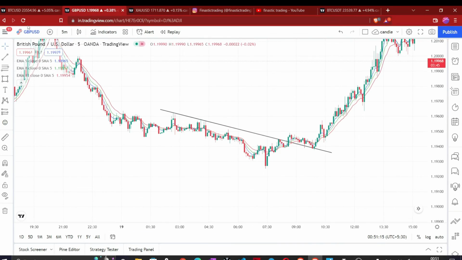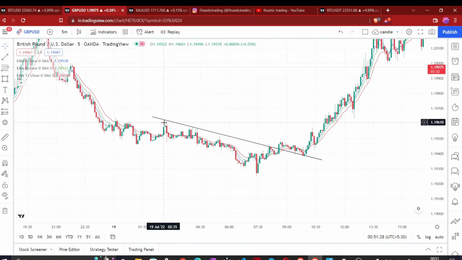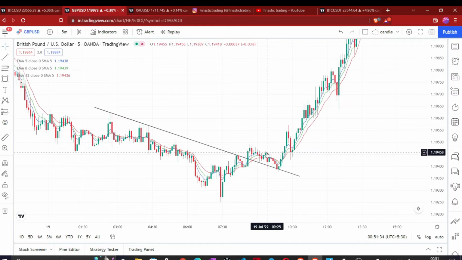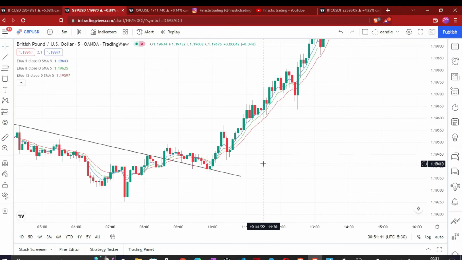I've changed the chart to GBPUSD. It is a 5 minutes GBPUSD chart. Previously we were checking it on gold's chart. Let's see how it works on GBPUSD. So right here, as you can see, there is a small trend line. Now here the trend line got broken. It retested. It gave a good power candle.